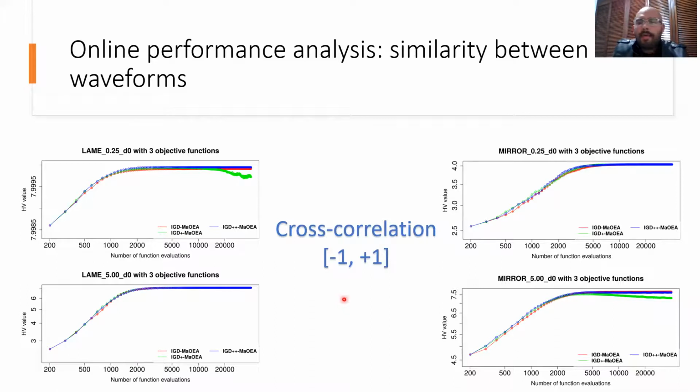we measure the three convergence graphs for a given multi-objective optimization problem using the cross-correlation measure. So we have a value between -1 and 1. So if it is closer to 1, we have a very good correlation, but instead, in contrast, if we have a cross-correlation value closer to -1, we have an inverted correlation, a negative correlation.